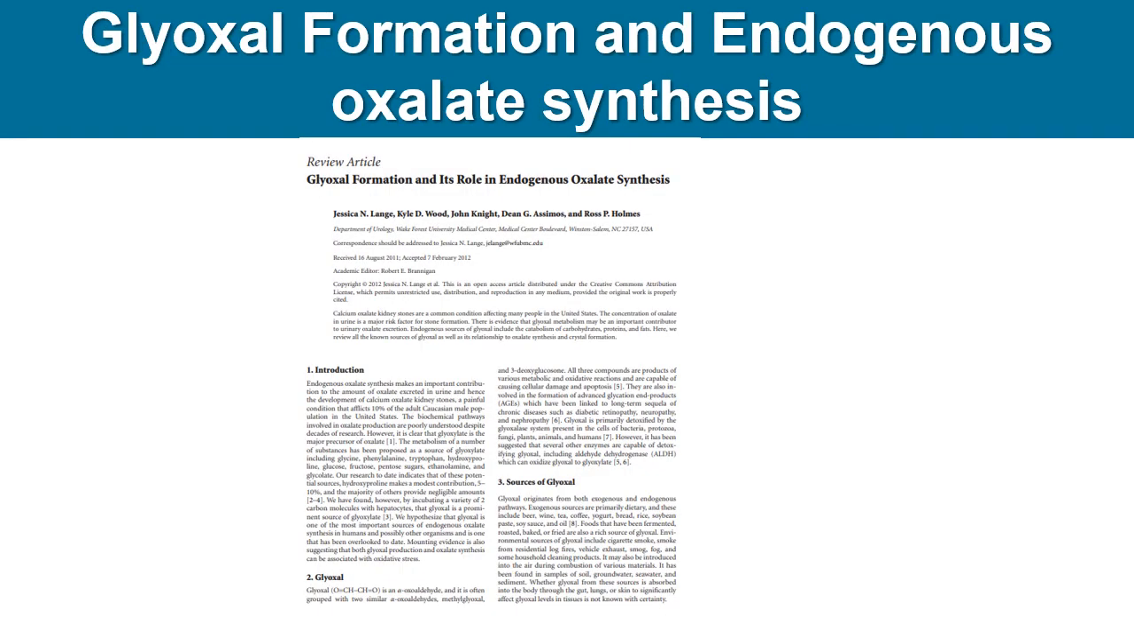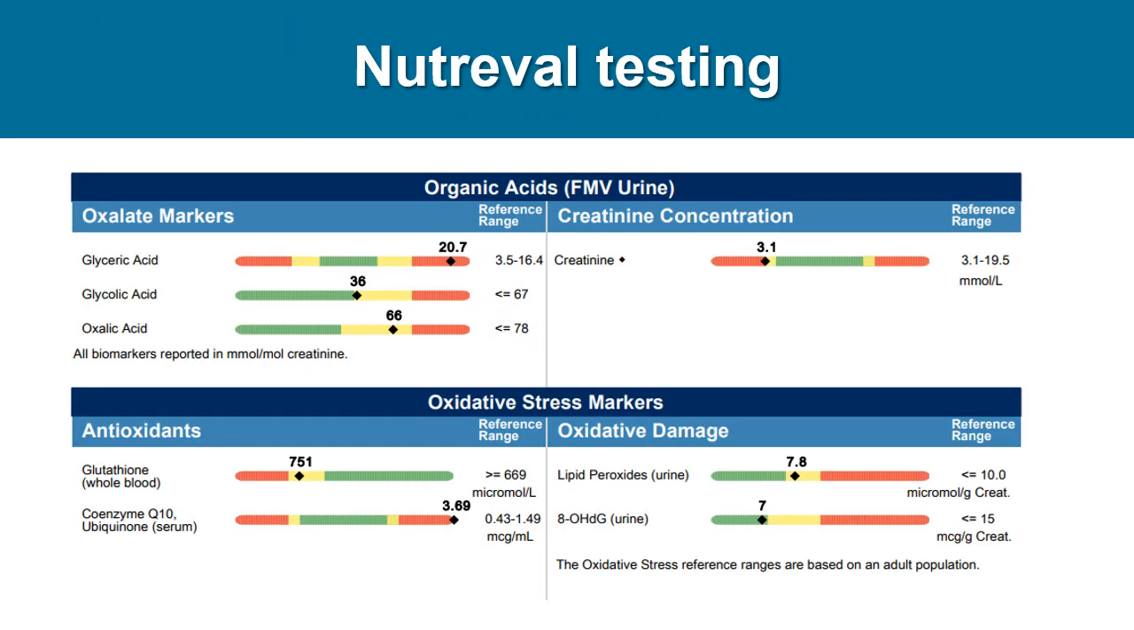So this review article was published in the Department of Urology in Winston-Salem, North Carolina, in 2012. And basically it's talking about glyoxal formation and endogenous oxalate synthesis and the role that this glyoxal pathway plays. So calcium oxalate kidney stones are common in the United States, but the concentration of oxalate in the urine is a risk factor for the stones. But what we're finding is glyoxal metabolism is an important contributor to urinary oxalate. And then there's endogenous sources and exogenous sources, which I'll go into.